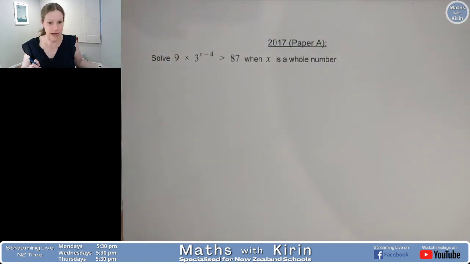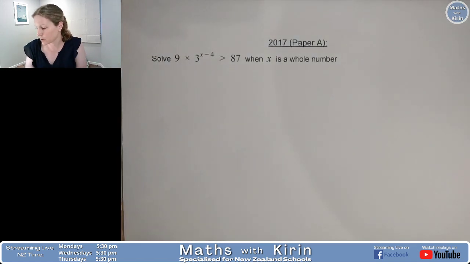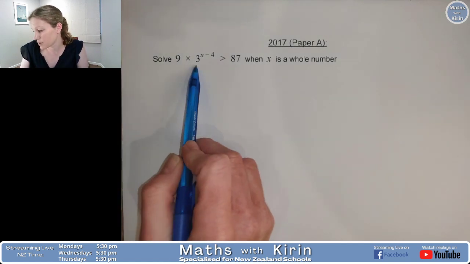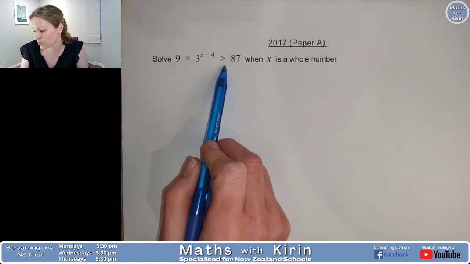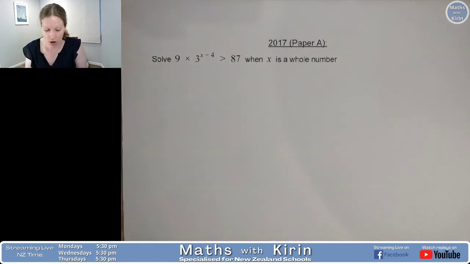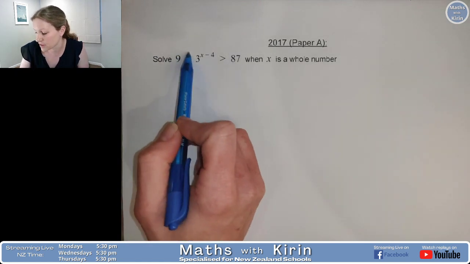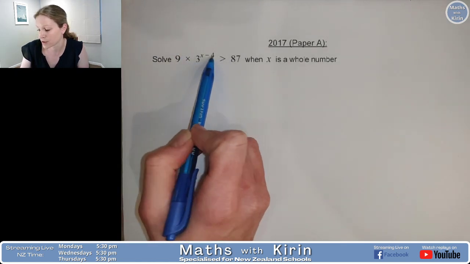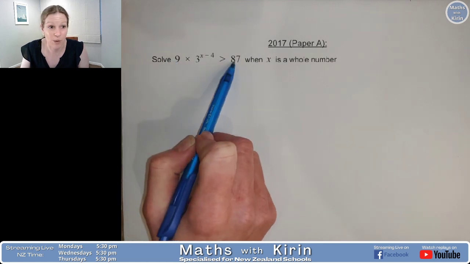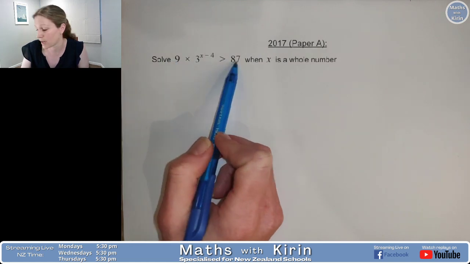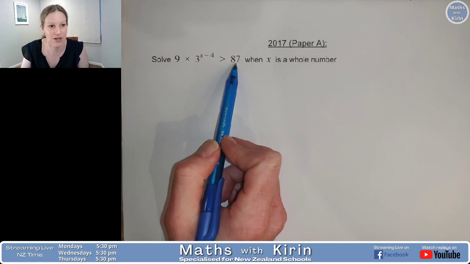Okay, and this is the last question. So from the 2017 paper, solve 9 times 3 to the power of x minus 4 is greater than 87 when x is a whole number. So again, probably starting to look a little bit familiar now. We've got this 9 times 3 to the power of x minus 4. We could divide through by 9 if you wanted to, but again, it doesn't divide quite as nicely.